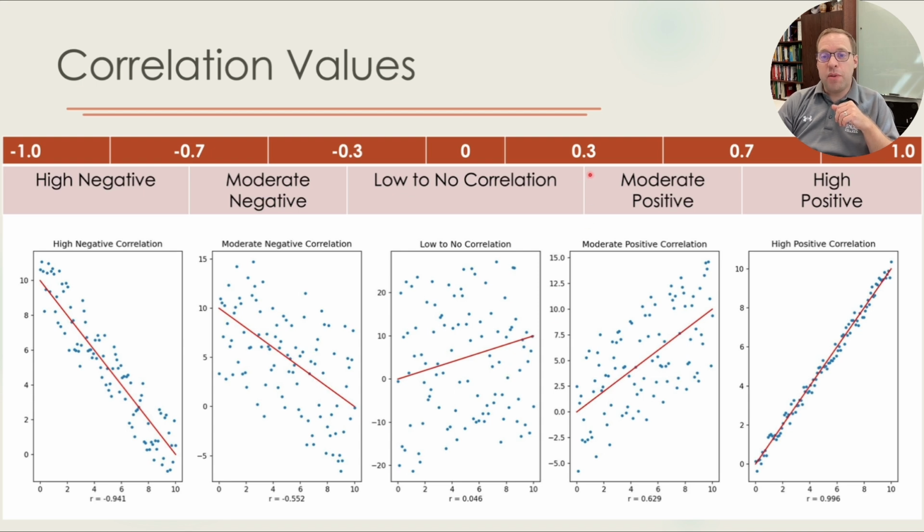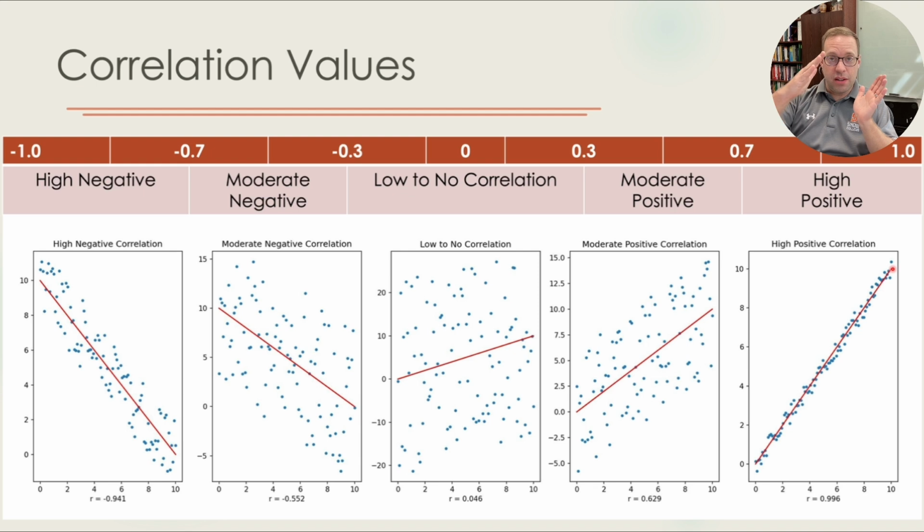Then if you get somewhere between positive 0.3 and positive 0.7, you get a moderate positive correlation, meaning the points are all following that trend, but not super closely. But there is that trend there. And if it's between 0.7 and 1.0, that is a very high positive correlation. In this particular one, the points are extremely close to the line. That is a very high correlation. Okay, that's another way to think of it.